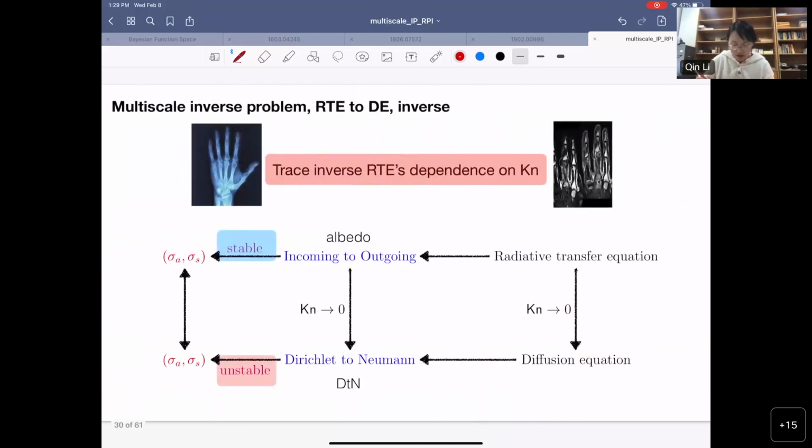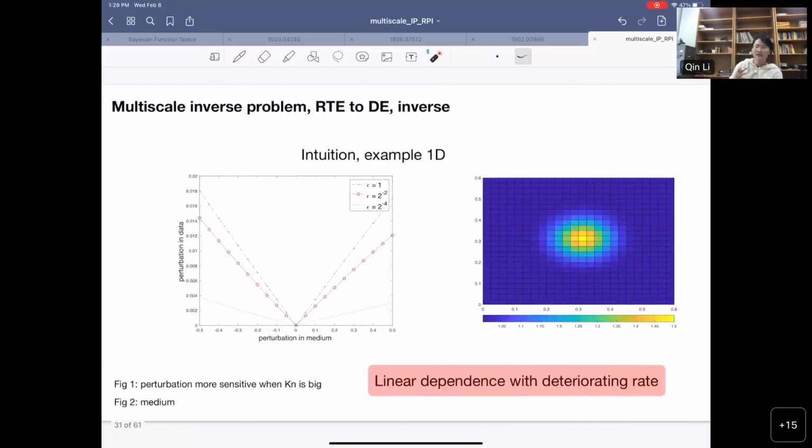So the problem is, we can show that the radiative transfer equation in the Knudsen number goes to 0 limit becomes a diffusion equation, and we can also show that the data for the radiative transfer becomes the data for the diffusion. But somehow one is stable, one is unstable. And we trace the dependence of this ill-conditioning to the data. So this is one example numerically. Before we had any theoretical result, we ran the test.